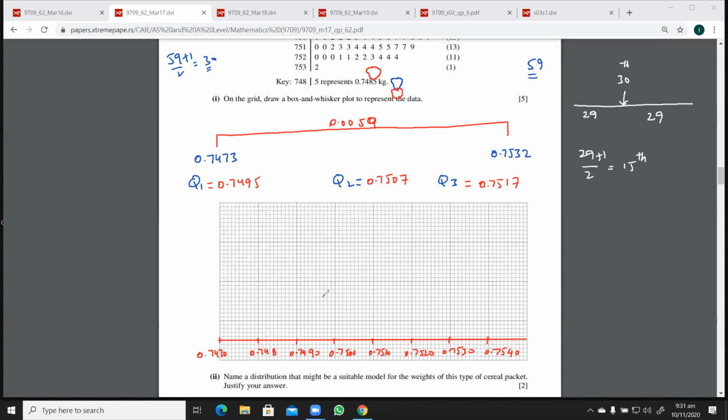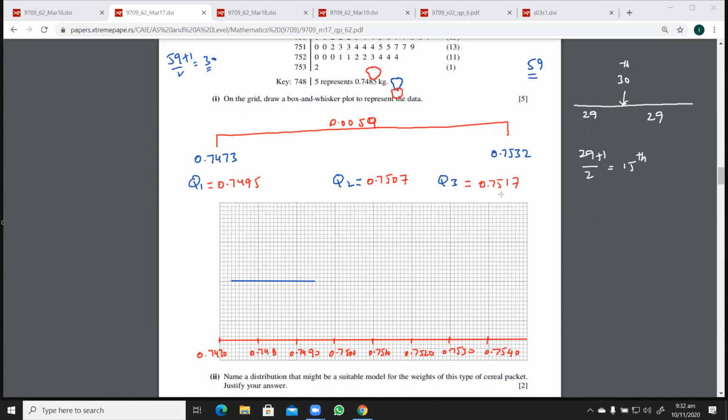Since you have to draw only one box and whisker plot over here, it is up to you how much higher you go from this line. I'm going to start from here. My whisker would be starting, let me take this dark blue color, from 0.7473. So this is 740, 1, 2, 3. I'll be starting from here, and I have to go till the 95. So 95 is here, 1, 2, 3, 4, 5. So this would be the first whisker.